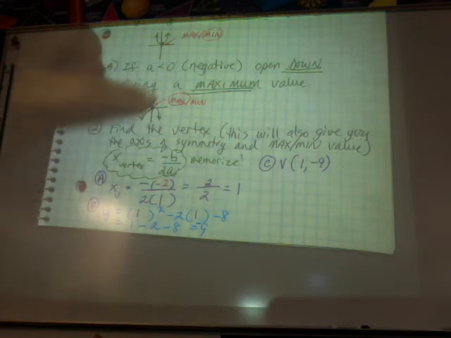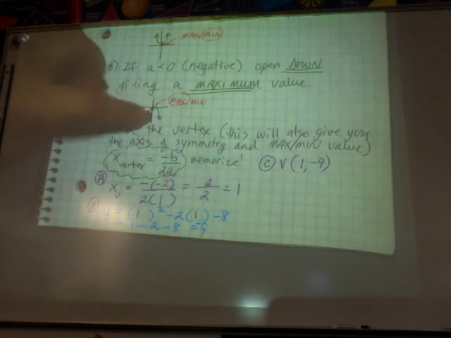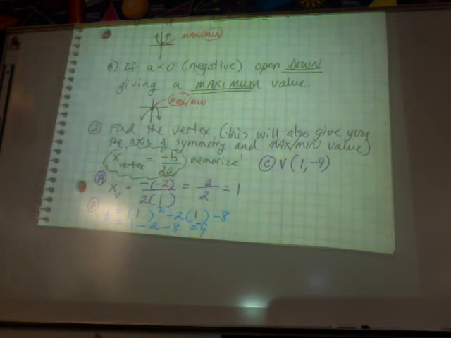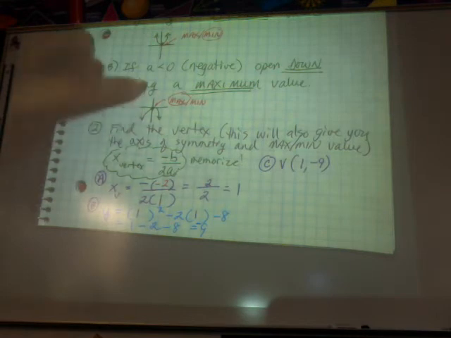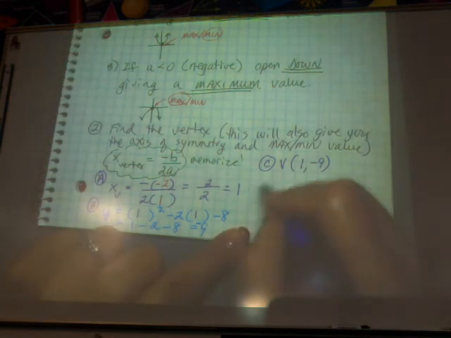So if it's a vertical line, what axis does it go through? The x or the y-axis? Let's say it's a vertical line over here. It goes to the x-axis. What's the equation of a vertical line? X equals or y equals? It goes through the x-axis, right? Vertical line, so isn't it x equals? So we're going to get our axis of symmetry.